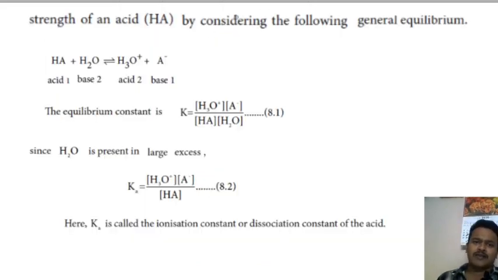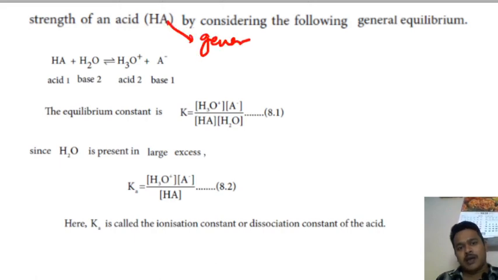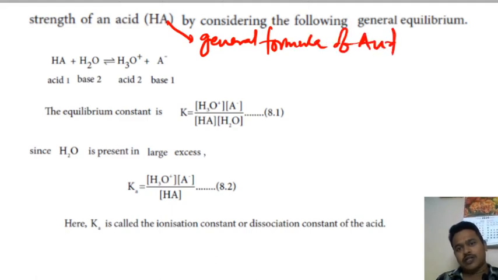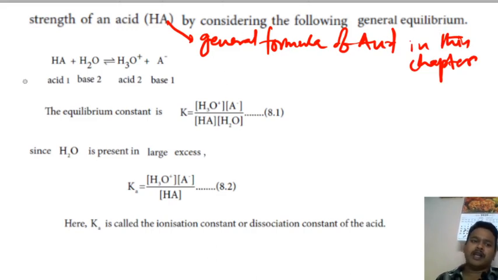Then there is an equation: strength of an acid or base. HA is a general formula of an acid throughout this chapter. By considering the following general equilibrium, HA in the presence of water loses H plus. Who is taking it? Water, having two lone pairs of electrons, can donate electrons to this H plus, making a bond so that H3O plus forms, with A minus remaining.